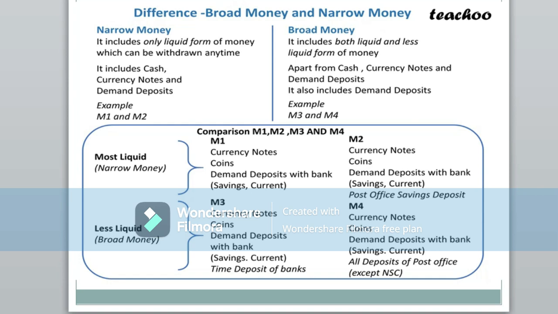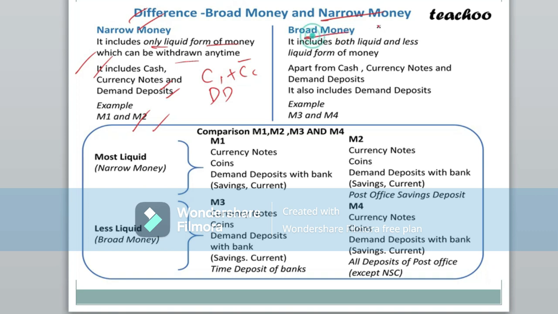Now let us see the difference between narrow money and broad money. What is narrow money? Narrow money includes only liquid forms of money which are withdrawable any time. It includes cash, currency notes and demand deposits. So it is most liquid in nature. M1 and M2 are most liquid, convertible anywhere and usable.